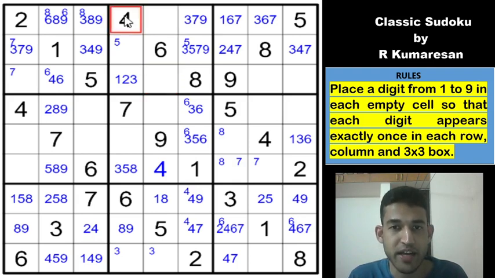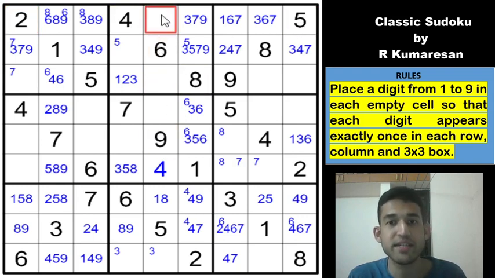Let us look at this cell. It cannot be 2, 4, 5. It cannot be 6 and 9. And also an 8. So 2, 4, 5, 6, 8, 9. So this will be 1, 3 and 7.